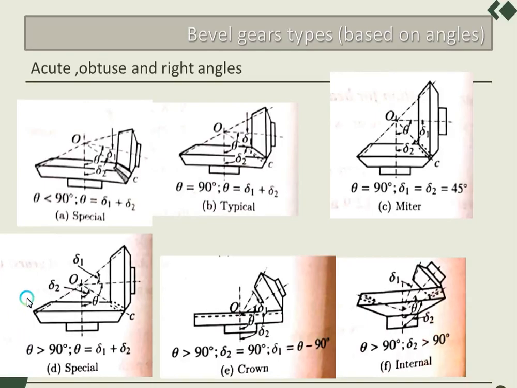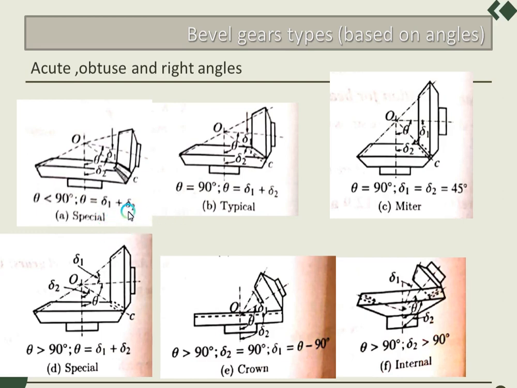Coming to the next type, which is based on angles, we have different types: basically acute angle, obtuse angle and right angle. Acute angle is where the shaft angle, which is represented by theta, is less than 90 degrees. So if the shaft angle is less than 90 degrees and I connect the shafts using bevel gears, we call that type acute angle bevel gears.